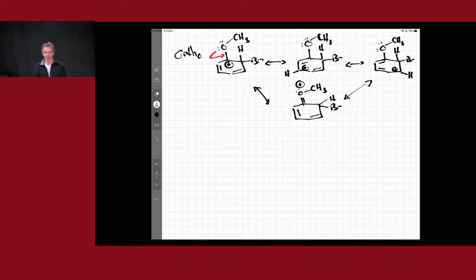Now I know some people get a little uncomfortable about having to put a positive charge on an electronegative atom like oxygen, but keep in mind the most important consideration for us is that we have completed octets. So this resonance form is providing us with additional stability.